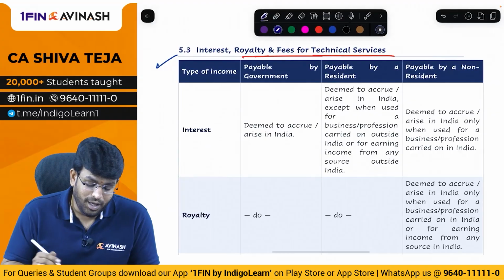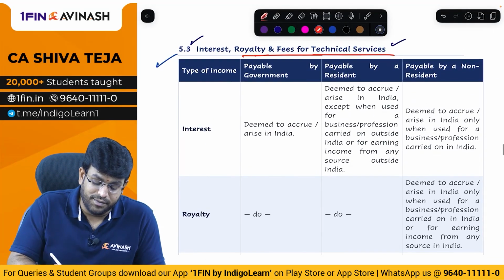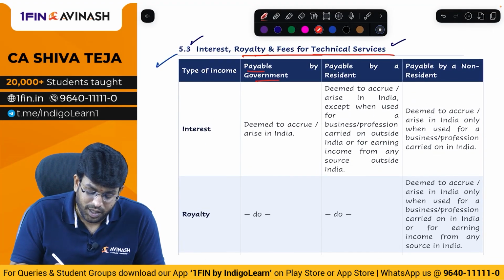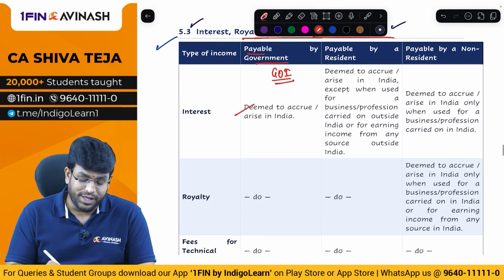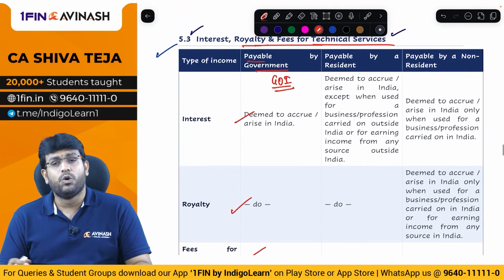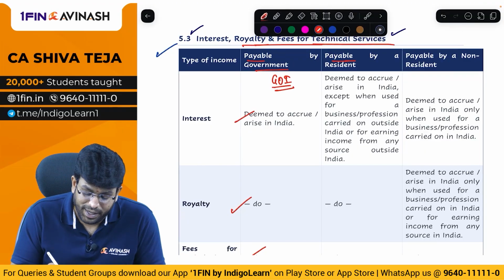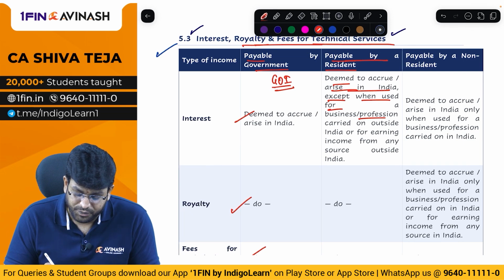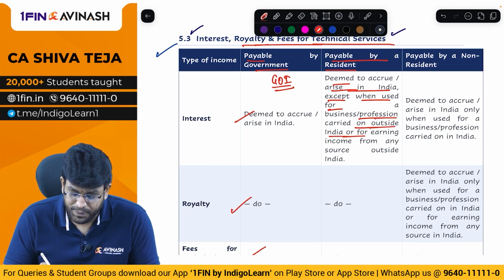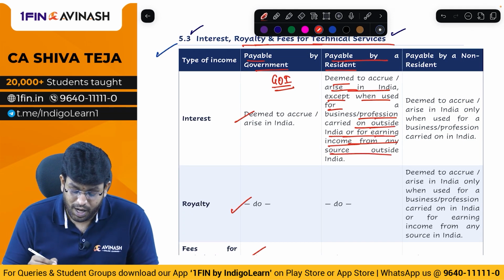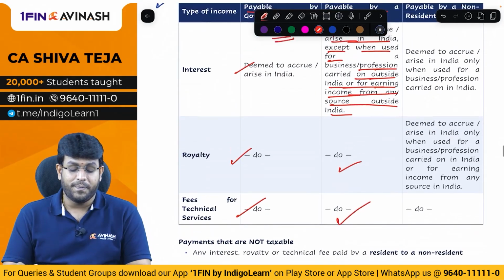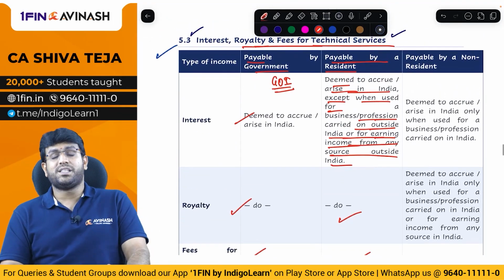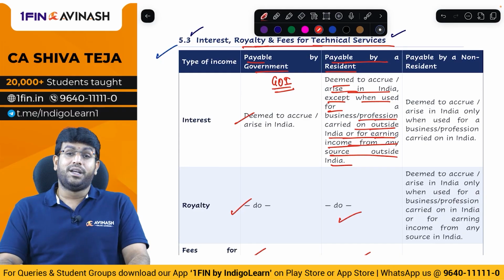See now, interest, royalty and fees for technical services. If it is payable by government, that means payment is made by government of India, it is always deemed to accrue in India. No discussion at all. If it is payable by a resident of India, deemed to accrue in India, except when used for business or profession carried on outside India or earning income from any source outside India. Same concept. So if the benefit is utilized for business outside India, it is not taxable.